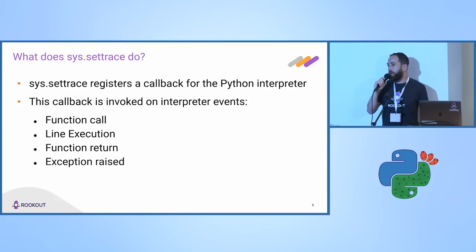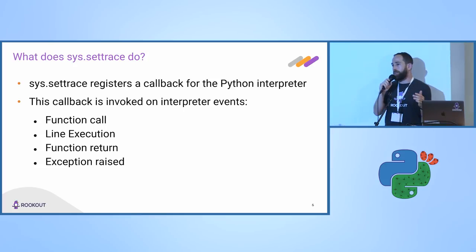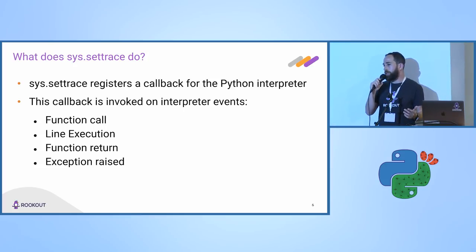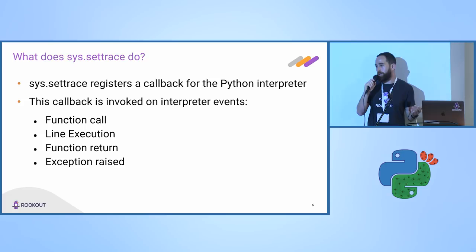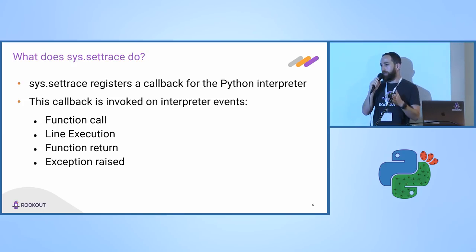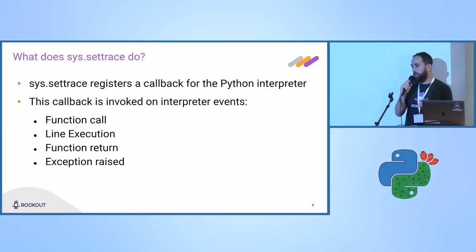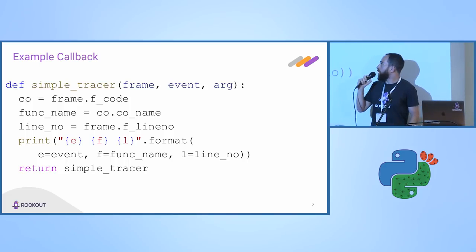So what does sys.settrace do? sys.settrace registers a callback for the interpreter, and whenever the interpreter wants to notify us, the debugger, that something important is about to occur, it calls our callback. There are 4 basic events: function call, line execution, function return, and exception raised. Whenever the interpreter is about to execute one of those events, it's going to call our callback just before it does. This is what the callback can look like.